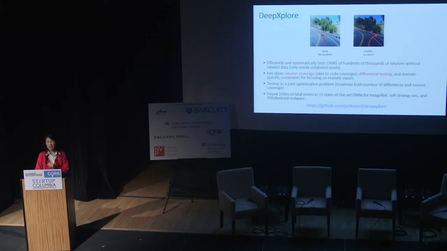So what they were able to do was systematically look at deep neural networks and generate images that would cause the DNNs to classify the image incorrectly. So for instance, they took an image on the left, which the classifier rightly says, veer to the left. And they modified the image just slightly by darkening it, which would be a natural thing. You know, we don't always drive in bright sunlight. And then the classifier does the wrong thing and says, veer to the right. This can obviously cause a fatal error.